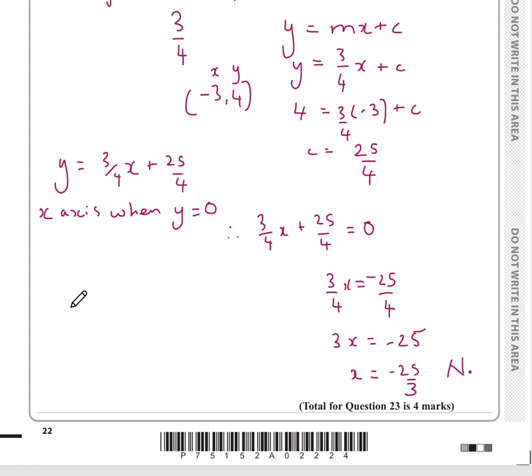So for a conclusion, it crosses the x-axis at 25/3, 0.